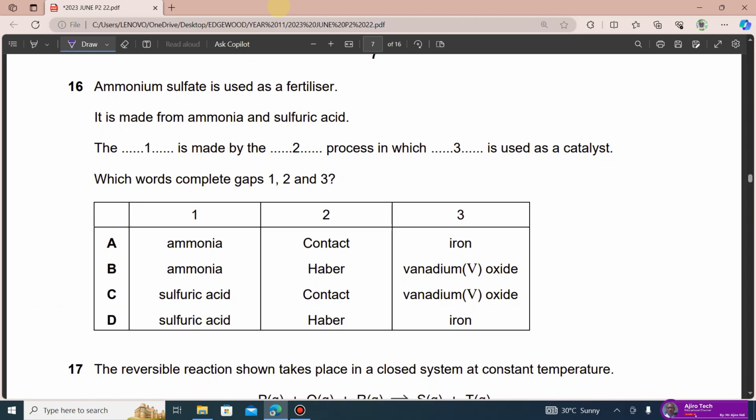Question 16. Ammonium sulfate is used as a fertilizer. It is made from ammonia and sulfuric acid. So it asks us to fill in: the dash is made by the dash process in which dash is used as a catalyst. Okay, let's look at it.